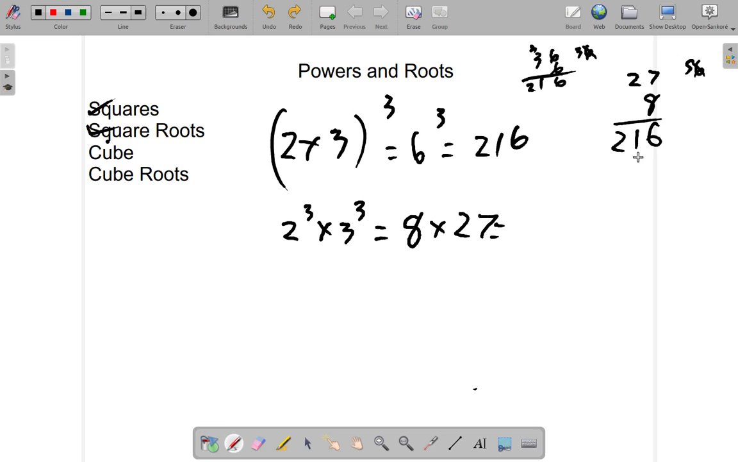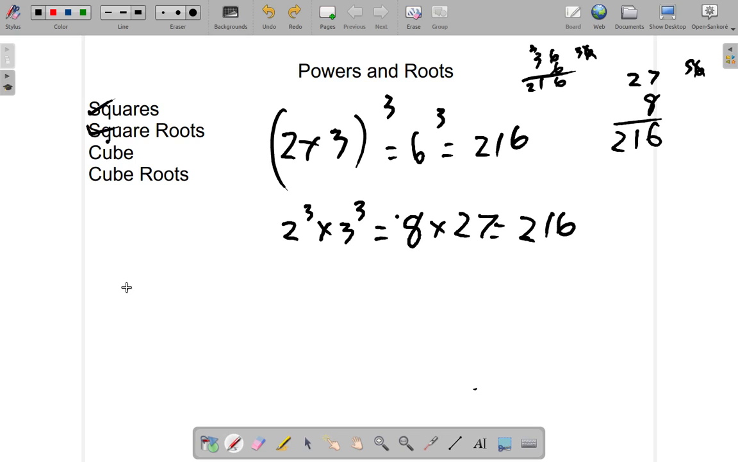I have 21. So it's the same, 216. The thing is, any number you try it with, it will work. Alright? So we can take them out of the bracket and separate them. And it also works with square root, with squares.